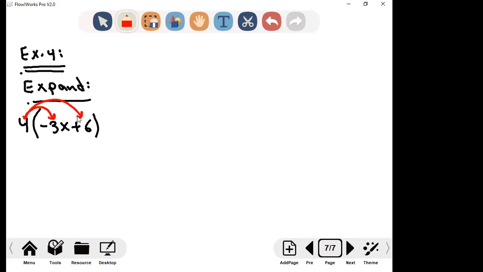And look how I will multiply. The number multiplies the number and the variable comes down. 4 multiplied by negative 3 is negative 12, and the variable comes down. Done? 4 multiplied by positive 6 is positive 24. That's it. I am multiplying them, not adding or subtracting. Got it? Can we continue here? Can I add? No. Why? Unlike terms.